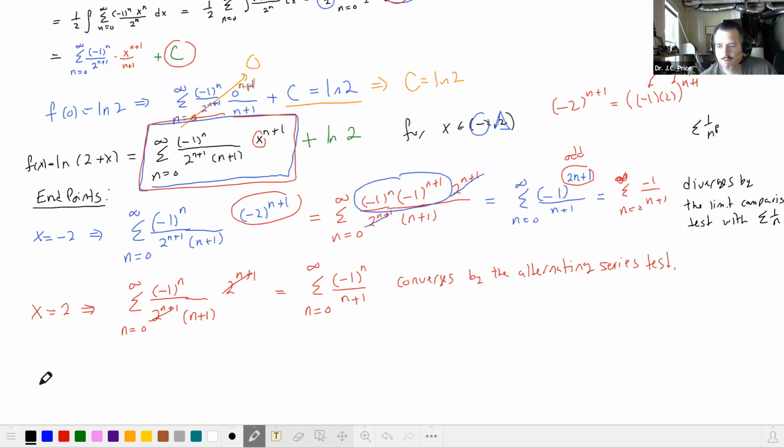Therefore, we can do our final statement. These are long problems. Right, whenever you use that integration, lots of steps. Therefore, what? ln of 2 plus x is actually equal to this infinite sum, n equals 0 to infinity, -1 to the n, divided by 2 to the n plus 1, and then there's the times n plus 1 on the bottom, and then an x to the n plus 1 on top, plus ln of 2.